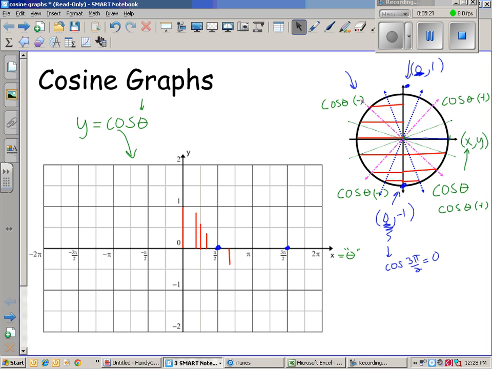Remember, because it's pointing left, left is down. So I take the next line, trying to keep it the same length, and I'm going to bring it over here. And that's happening at 3 pi over 4.